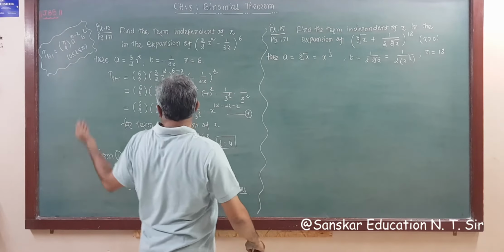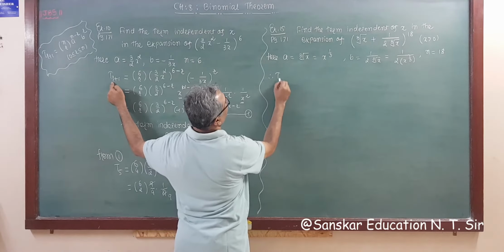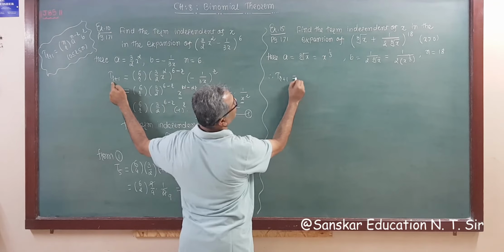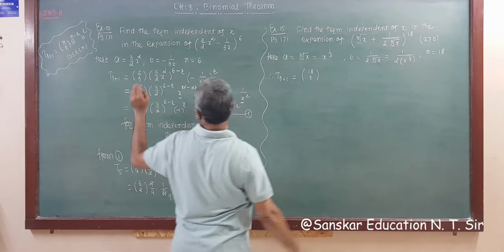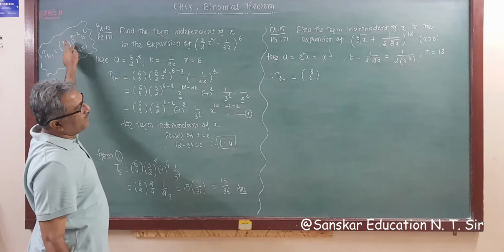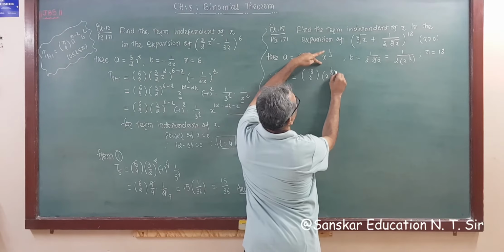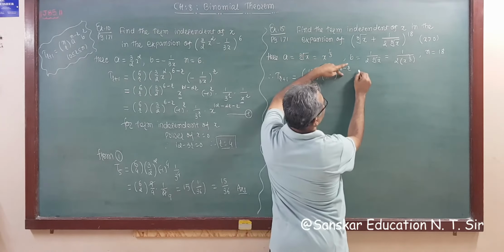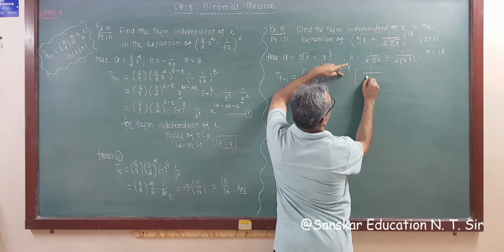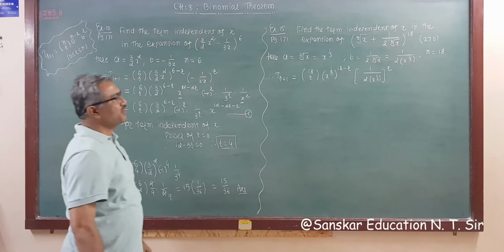So similarly like this, we find out T(r+1). So therefore T(r+1) is equal to nCr, that is 18Cr, right? Then a raised to n minus r. A is this, so x raised to 1 upon 3 whole raised to n minus r, that is 18 minus r. B is 1 upon 2 into x raised to 1 upon 3, whole raised to r.